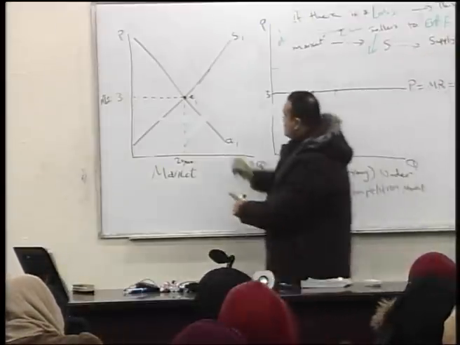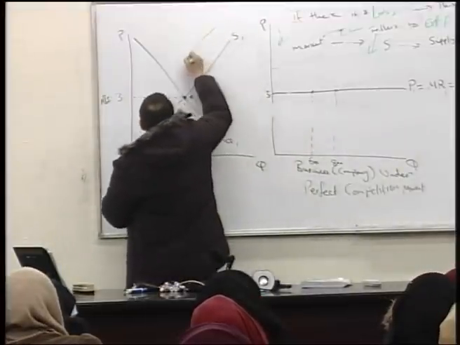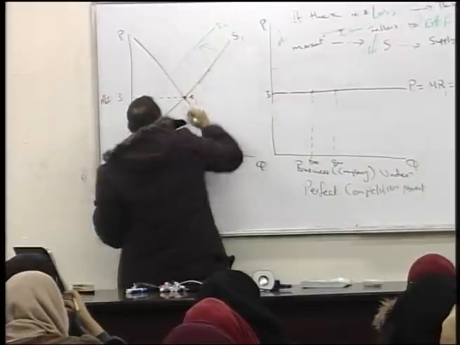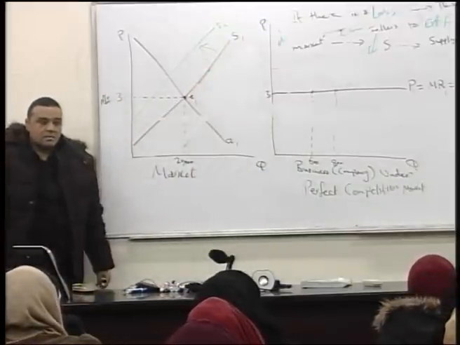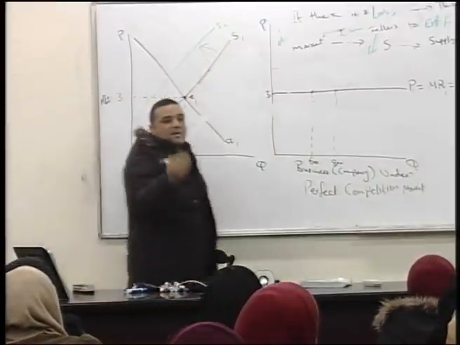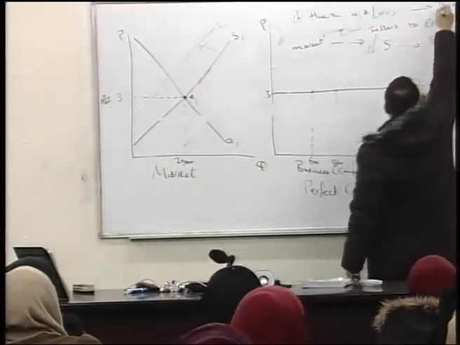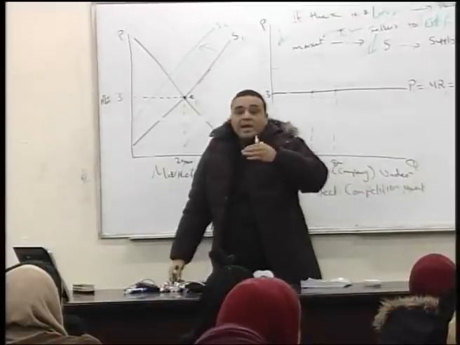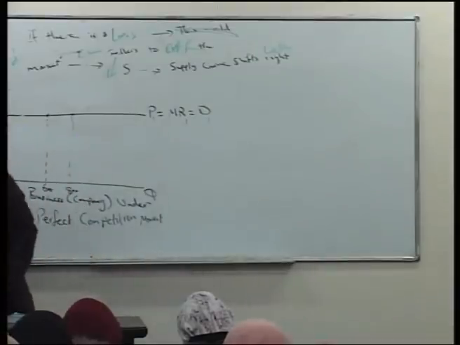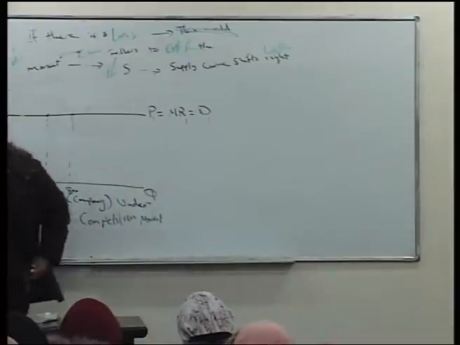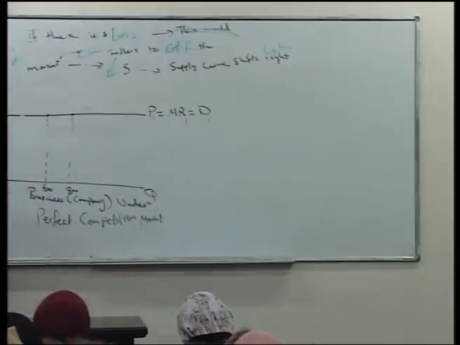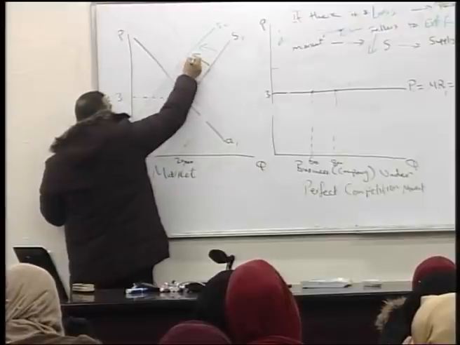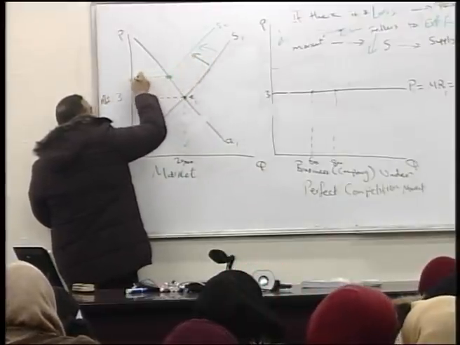So here, supply shifts left to S2. And the current suppliers or the current sellers will leave the market. Right? Here's the idea. Tamam? So, supply shifts left. The price goes up to 4.